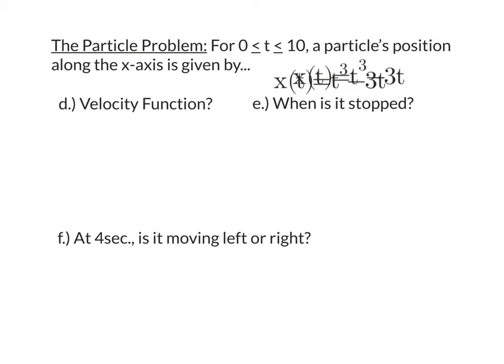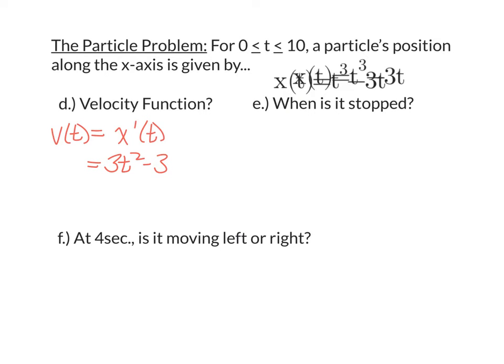Now when the question asks for the velocity function, this is when we're looking for the derivative. So velocity, remember, is the derivative of position. So in this case, the derivative of t to the third minus 3t would be 3t squared minus 3.